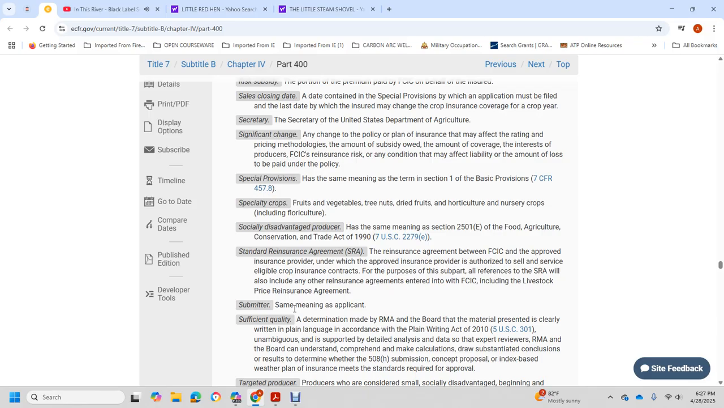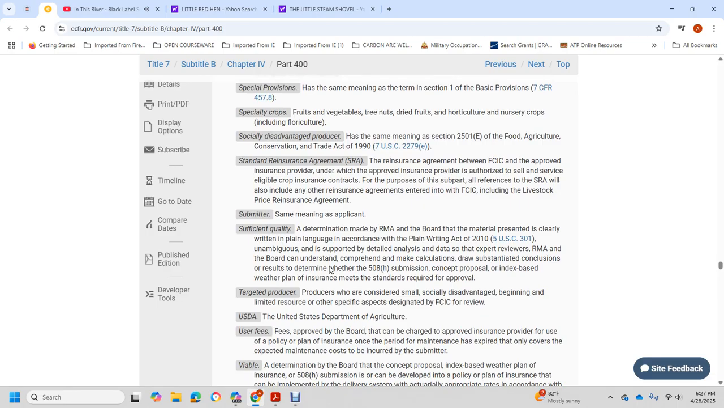Standard Reinsurance Agreement: the reinsurance agreement of the Federal Crop Insurance Corporation, proving the insurer, the provider under which the insurer is authorized to sell and service the eligible crop insurance contract, with the reference of the SRA with the state, and also included with the other reinsurance agreements with the Federal Crop Insurance Corporation, including livestock price reinsurance agreements, submitted with the same meaning.